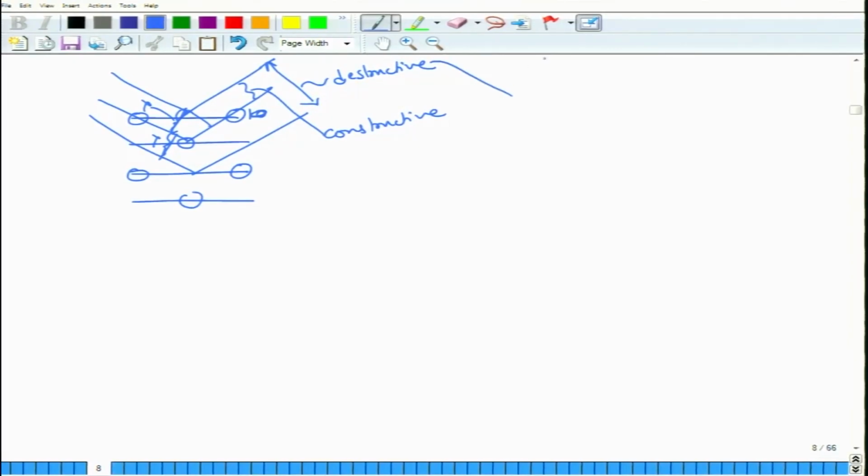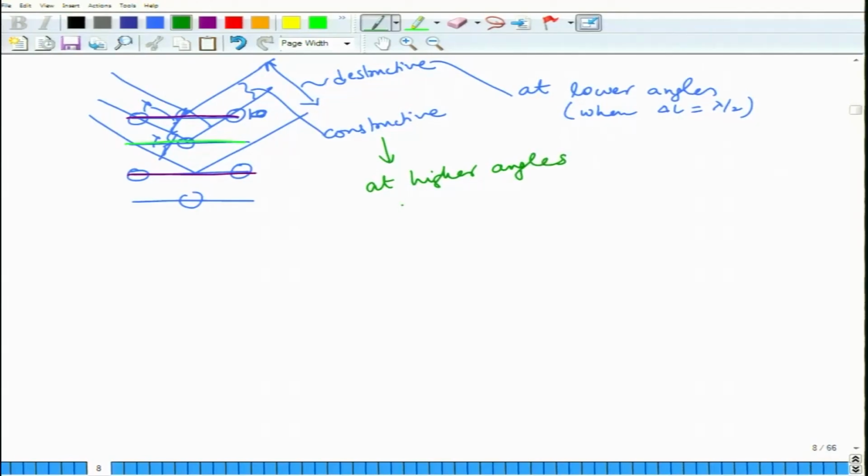So this is at lower angles when path difference delta L is lambda by 2 between the successive planes. So, this is first plane, this is second plane, these are successive planes, and then when you go to higher angles, the delta L becomes lambda, then the diffraction occurs. So, 200 peak is nothing but second order 100, right. So, position of atom makes a difference there.